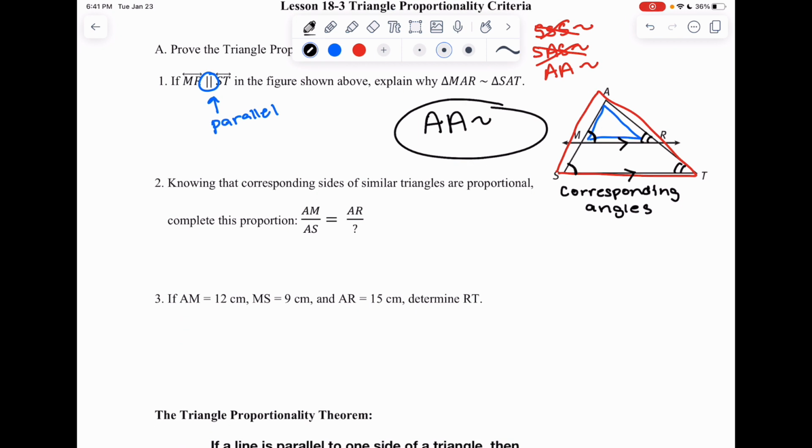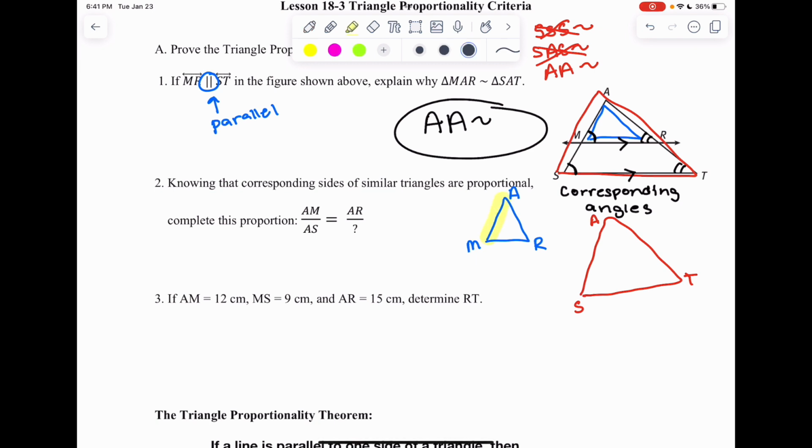So I'd like to complete this proportion, but before I do that, I'm going to draw the two triangles separated so that I have an easier time visualizing them. So I have that top triangle, MAR, and then I have the entire triangle, which is triangle SAT. So my proportion is AM, which corresponds to AS. Those are both the left-hand side. And then they want to compare AR, which must line up with AT. So this question mark is going to be AT.